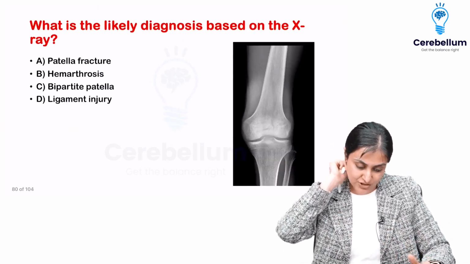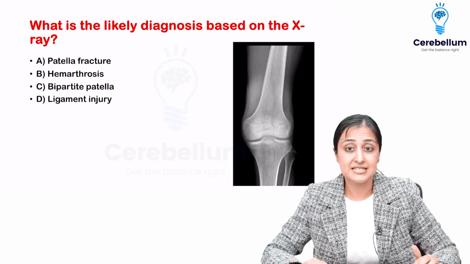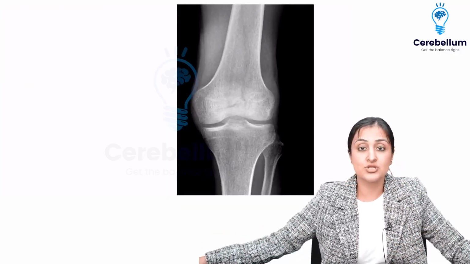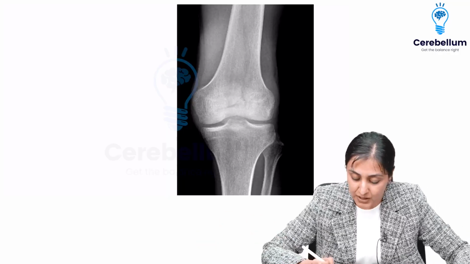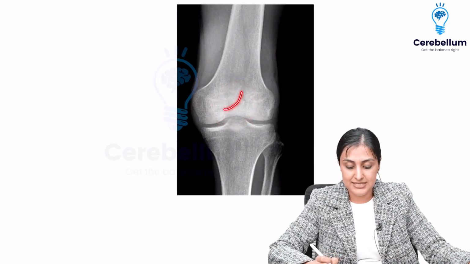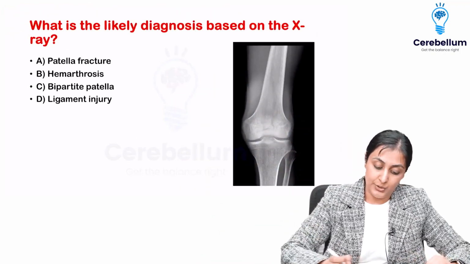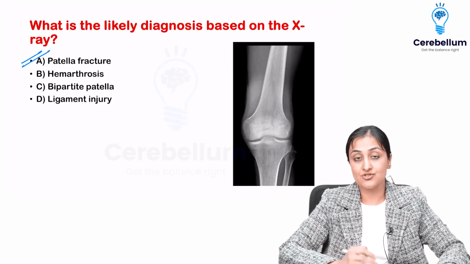Let's look at the questions. This was a rather unusual question that was asked in the last INICET exam. I mean, we can never diagnose a patellar fracture on an AP view, and that is what they gave, in hindsight. So this is a patella and you can see that there is a fracture line here. So I don't know why and how this question has come. So this is a patella fracture.